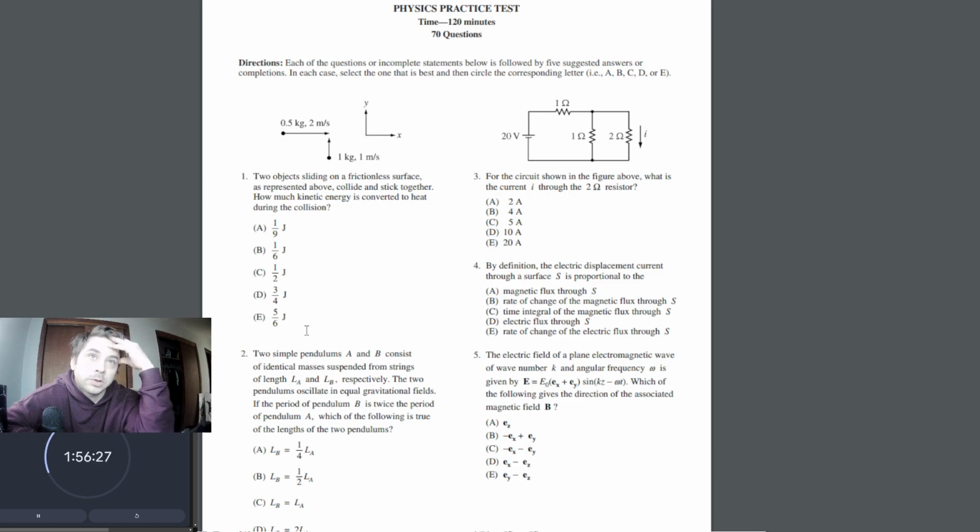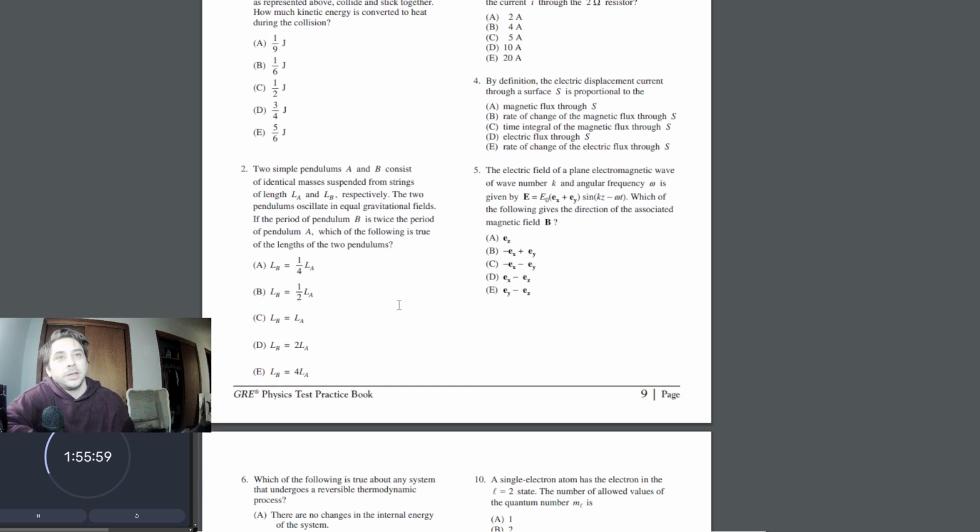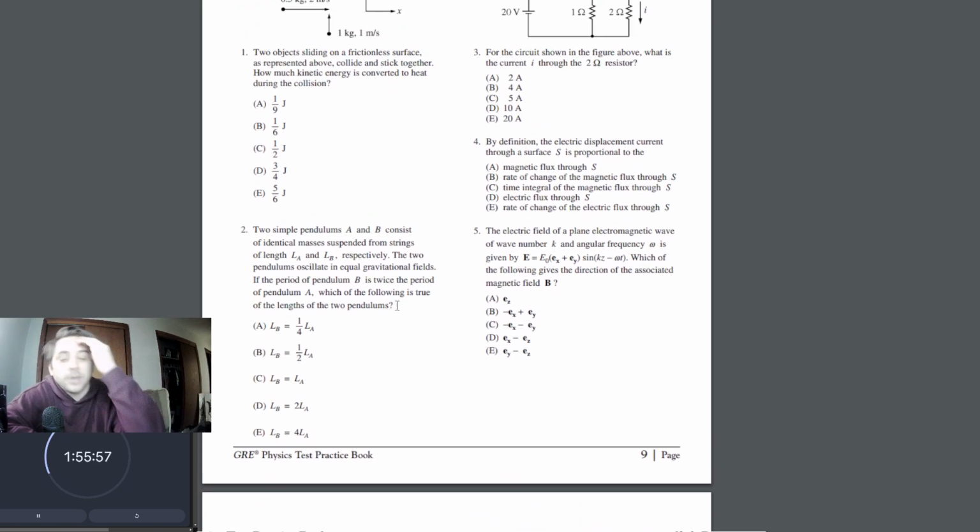Electrical displacement current through a surface S proportional to... so know these things. This is so cool though. I had a physics tutor, but no, it was getting a little weird. Nice guy, really nice guy.